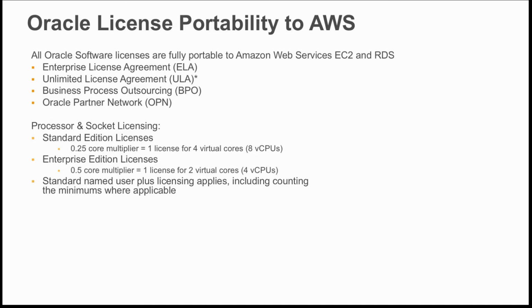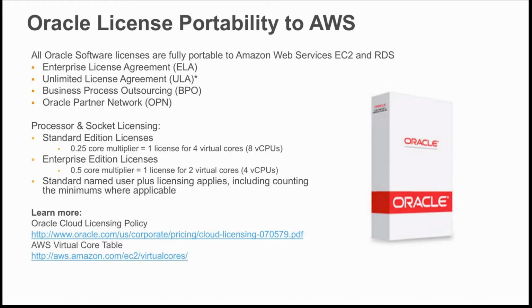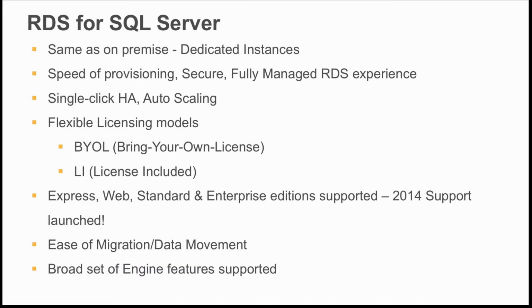Obviously, I'm not going to talk about each of these, but as you can see, we support various options in terms of the standard edition license, enterprise edition license, and then some of the multipliers around what it means from a core multiplier to the virtual cores. For more details, you can always refer to the Oracle Cloud Licensing Policy. You can also refer to the Virtual Cloud Core Table that we have made available to our customers that gives you some of the details around the cores to socket capability.